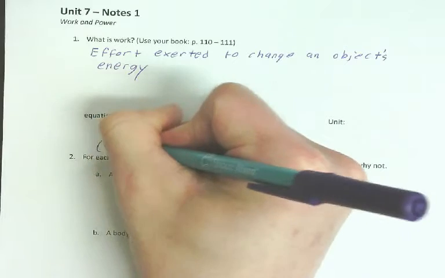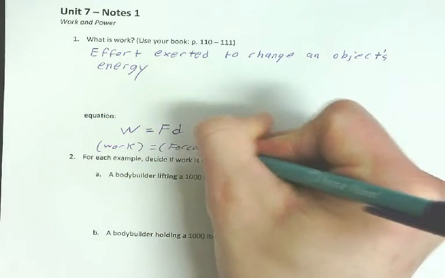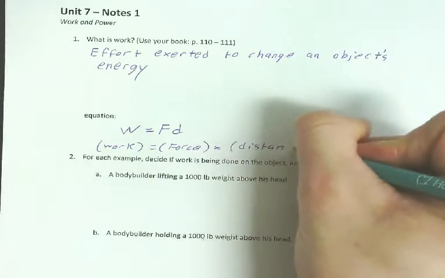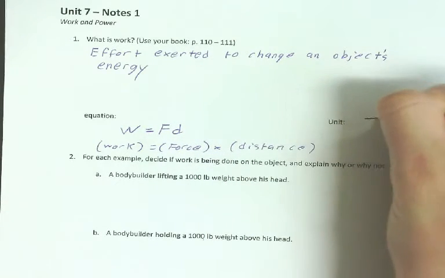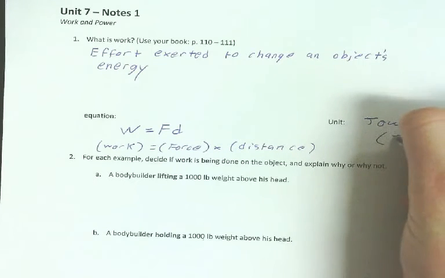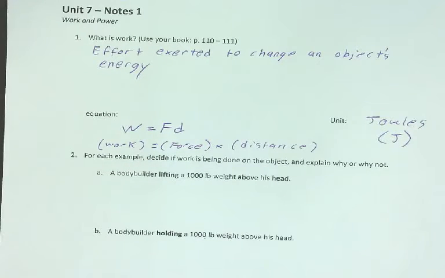Or work equals force times distance. And the unit is joules, which is the abbreviation capital J. Okay. There we go. I want you to take a look at number 2.